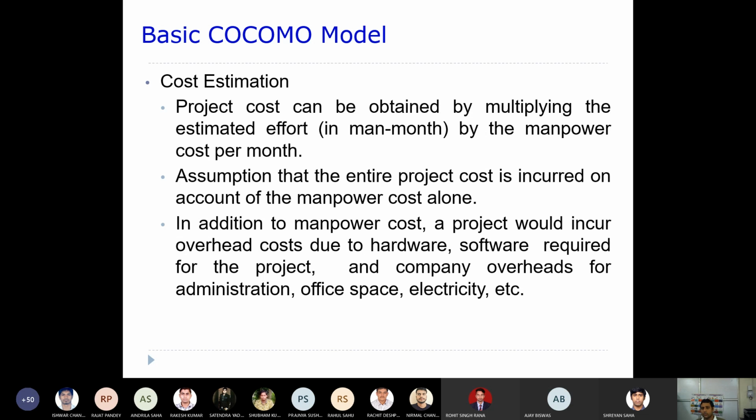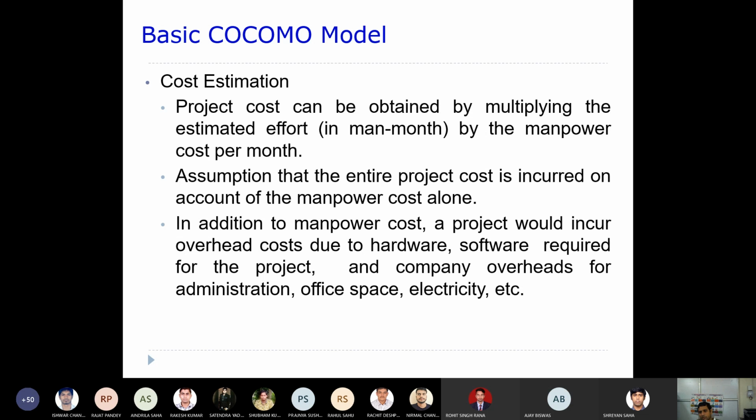Okay, if you got 20 person-months as effort, then you can multiply. Let's say one person is paid 1 lakh rupees per month, then you multiply that. That is what is going to tell you the overall cost of the project. So the assumption is that the entire project cost is incurred on account of the manpower cost alone. It is all based upon the manpower cost they have considered.